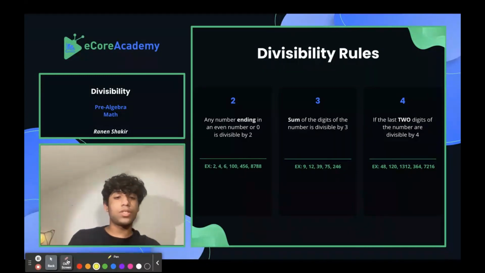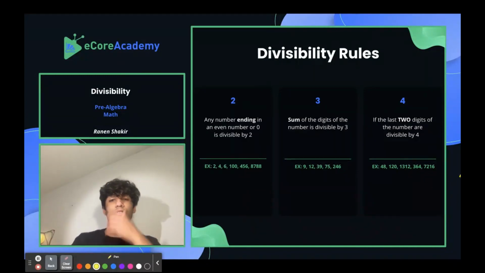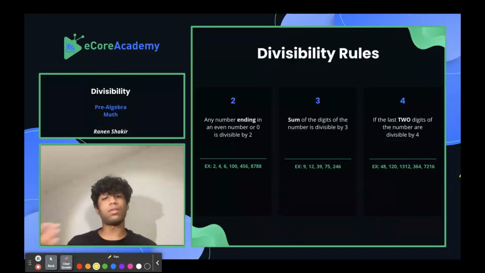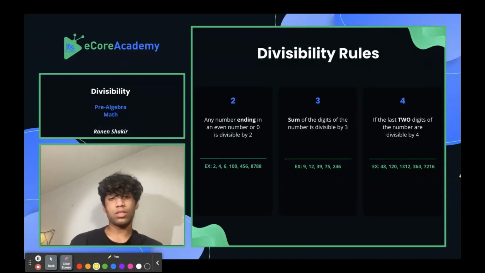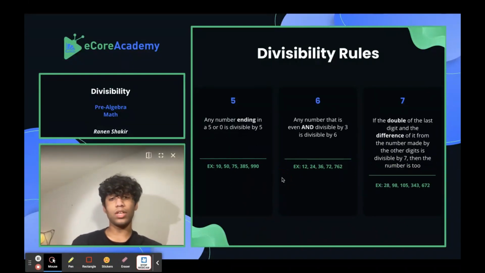And then same thing with 364 and 7,216. If you do the same process, you'd figure out that they're both divisible by 4. We're going to do some practice later on, but so these are the first 3 numbers. Let's move on to the next 3.